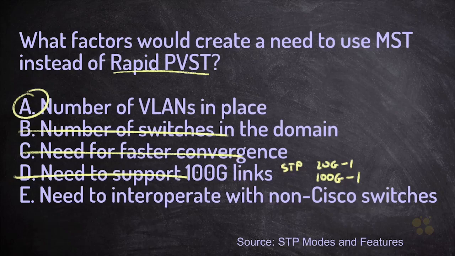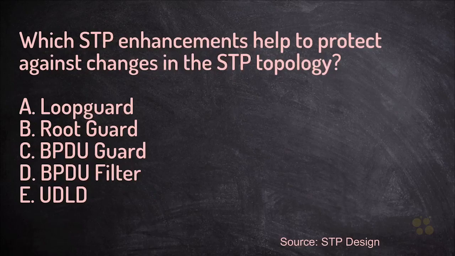Lastly, the need to interoperate with non-Cisco switches. That should be a dead giveaway anytime we're talking about a Cisco technology like rapid PVST and an industry standard technology like MST. So A and E are our answers. Question 4. Which STP enhancements help to protect against changes in the STP topology?